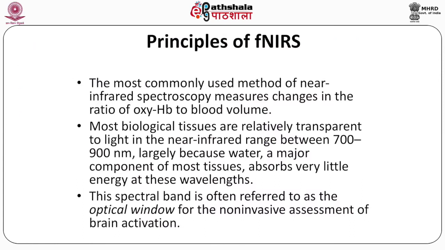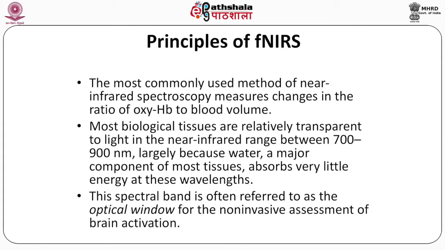Continuing with the principles of FNIRS, the most commonly used method of near-infrared spectroscopy measures change in the ratio of oxygenated hemoglobin to blood volume. So, the ratio of oxygenated hemoglobin, that we call oxyhemoglobin, to blood volume is the most commonly used method for near-infrared spectroscopy.